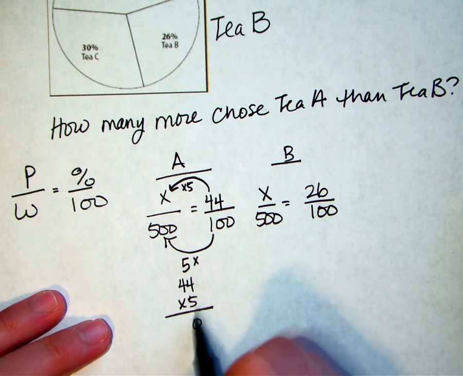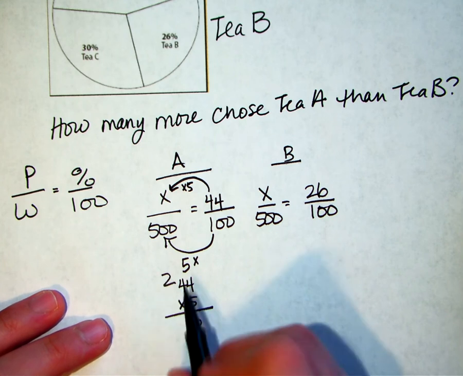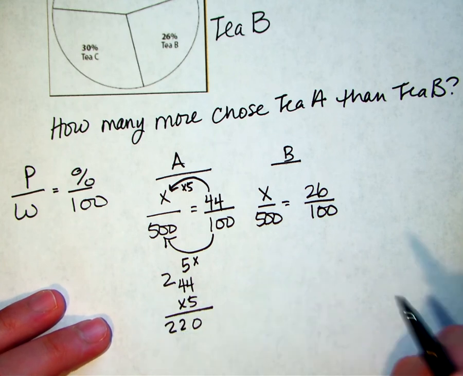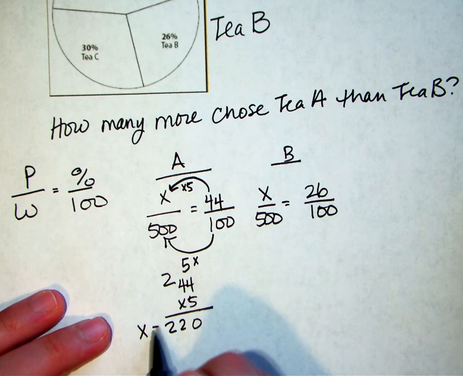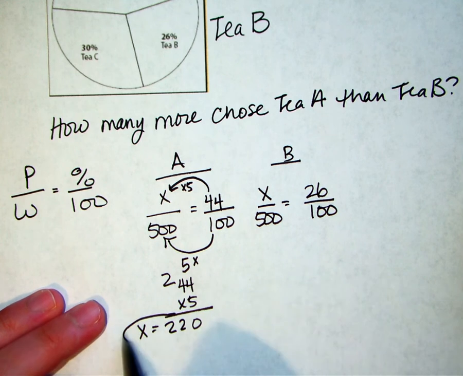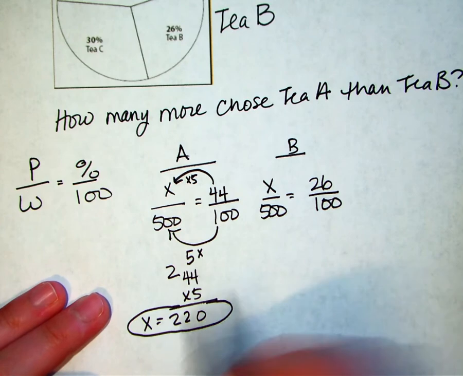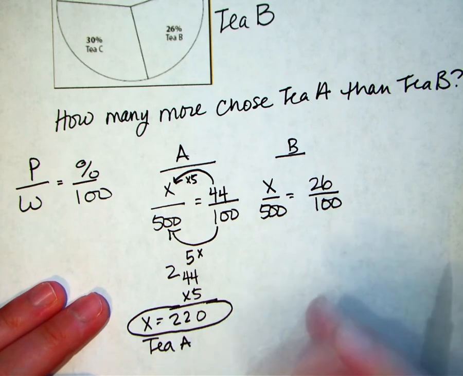4 times 5 is 20. 20 plus 2 is 22. So for A it is 220. So I'm going to put TA.